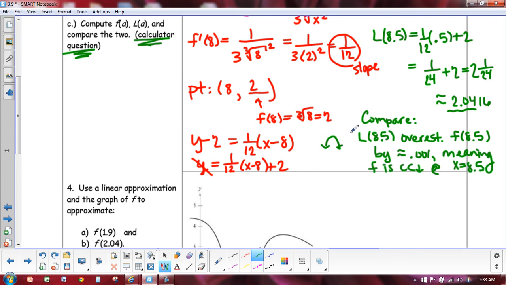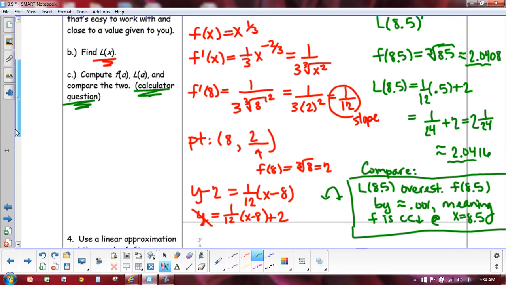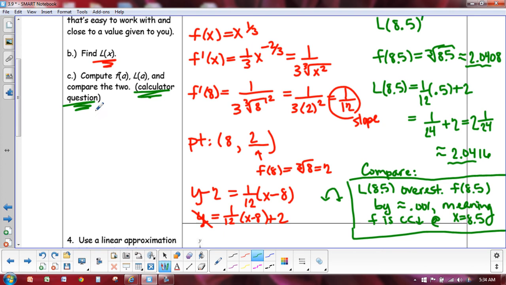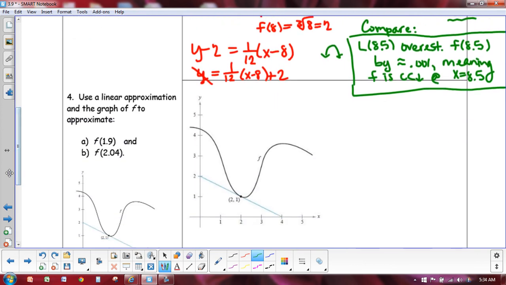Okay, the next one, I chose to pick a couple of examples where they're giving you graphs, just because we're still struggling with whether it's the graph of f or the graph of f prime. Hold on one moment. Alright, so in this example, we have the graph of f that we're looking at. And they want us to do a linear approximation to approximate f of 1.9 and f of 2.04.